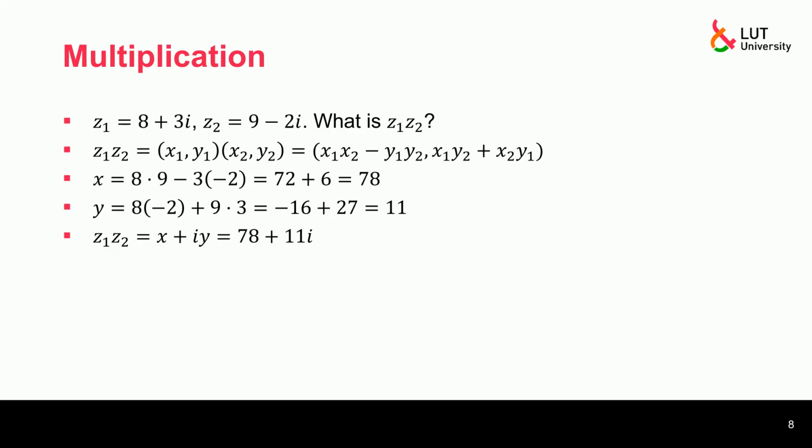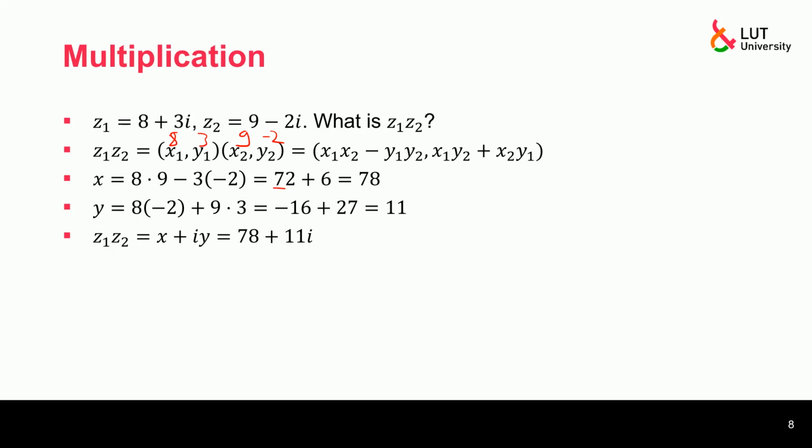Multiplication. Okay, now we need to use the formula, so we present these numbers in a real-imaginary pair form. So 8, 3, and 9, minus 2, and this minus there is meaningful, don't forget it. And apply the formula. 8 times 9, that's the real parts, minus 3 times minus 2, that's the imaginary parts multiplied, and that becomes the new real part.